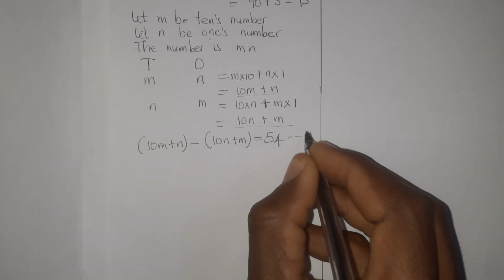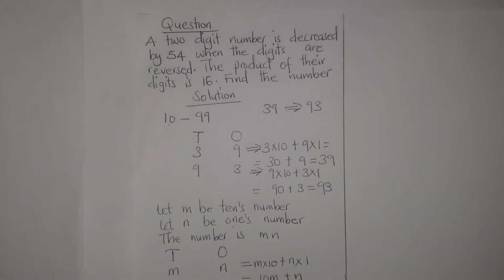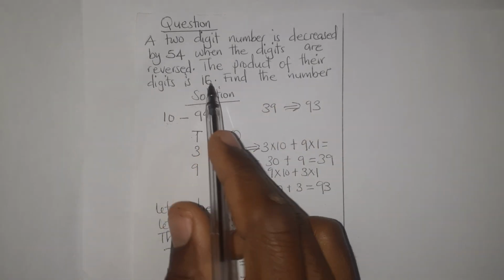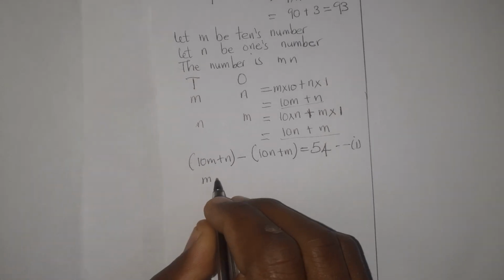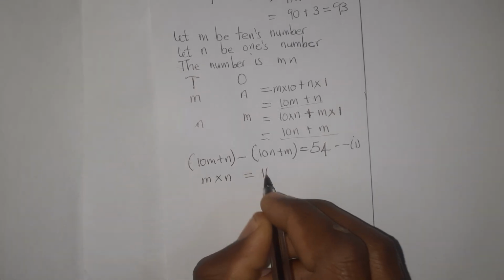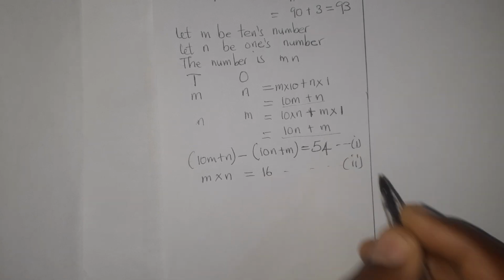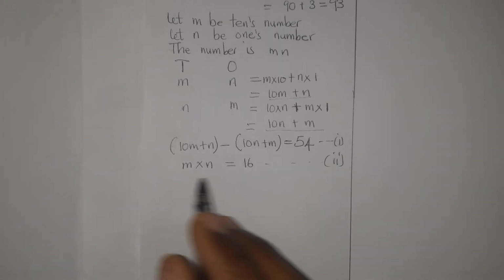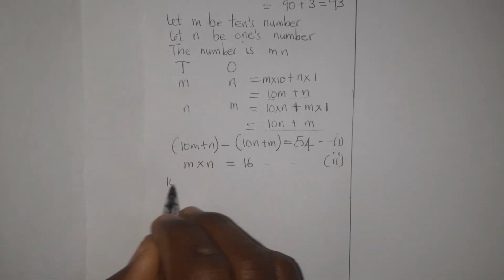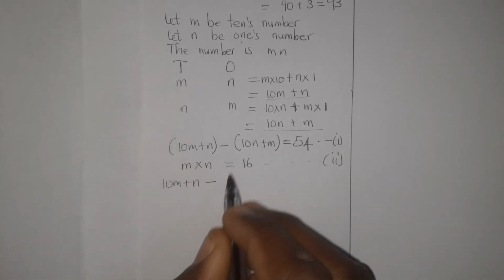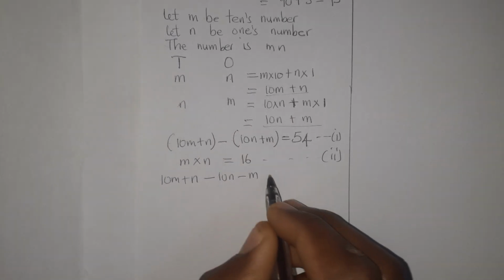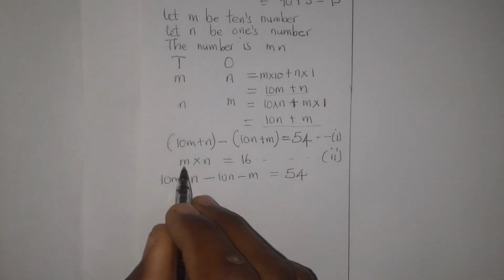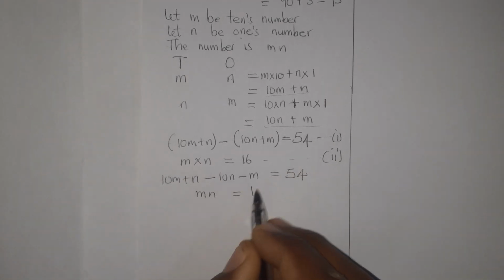This is the first equation. Now, the second equation: the product of their digits is 16. That means m multiplied by n gives 16. This is equation number 2. Then let us simplify the first and second equations. Simplifying the first gives 10m plus n minus 10n minus m is equal to 54, and mn gives 16.